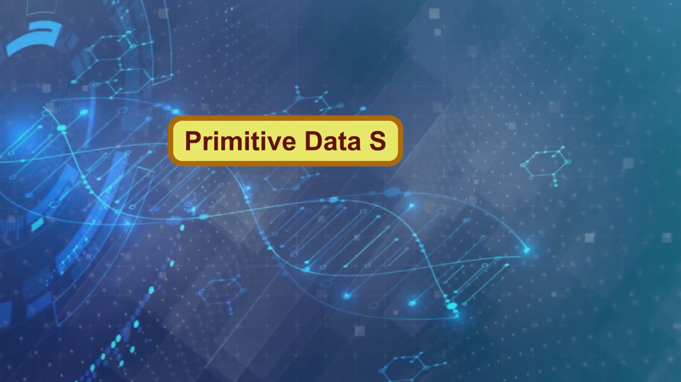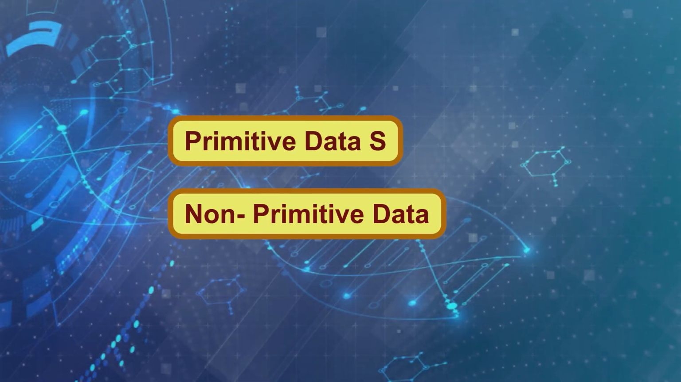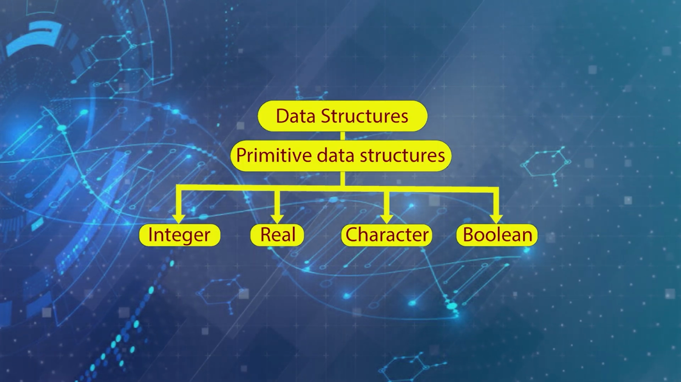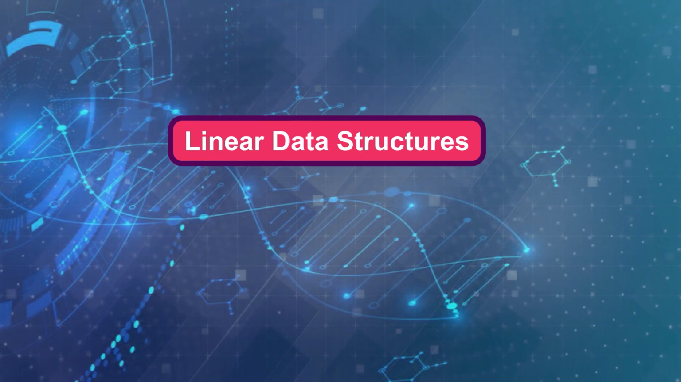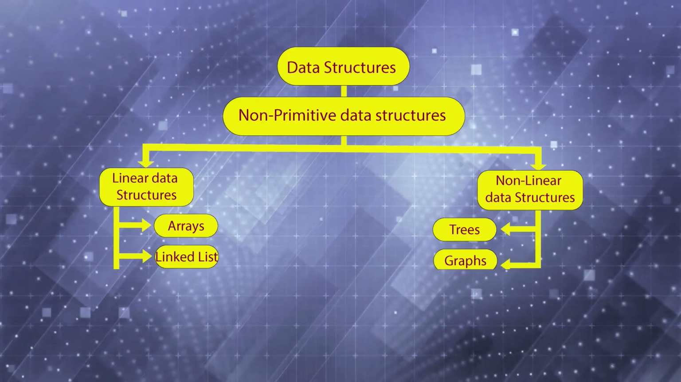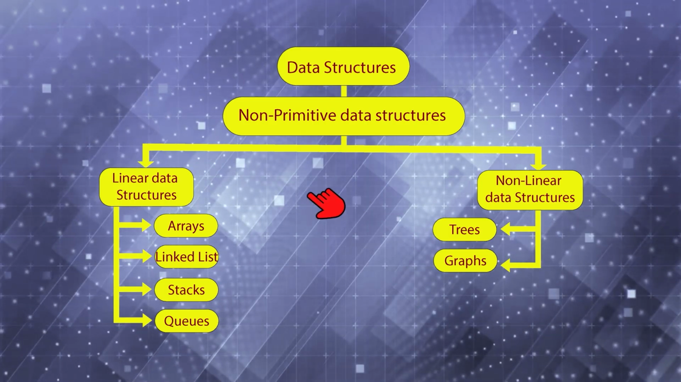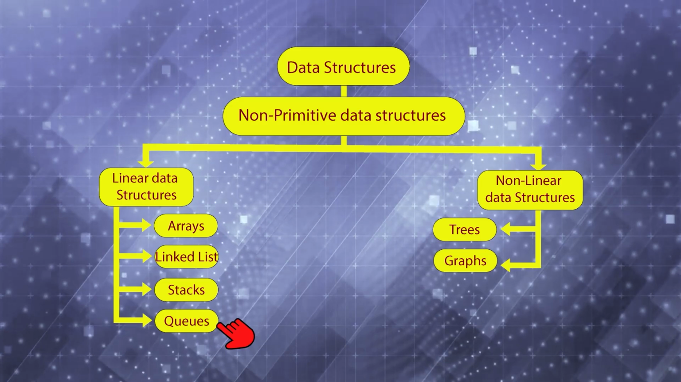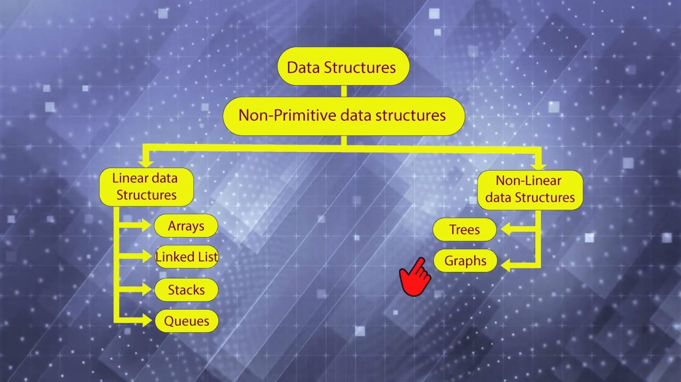As shown in this diagram, the data structure itself is classified as primitive and non-primitive data structures. In the primitive data structures, we have integer, real, character and boolean. And in the non-primitive data structure, there are many different types available. For example, we have linear data structures and a set of non-linear data structures. In the linear data structure, we have elements such as arrays, linked lists, stacks and queues. And in the non-linear data structure, we have elements such as trees and graphs.